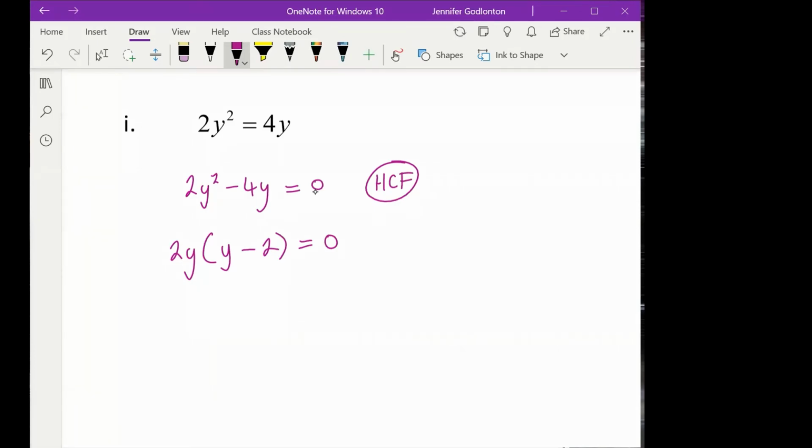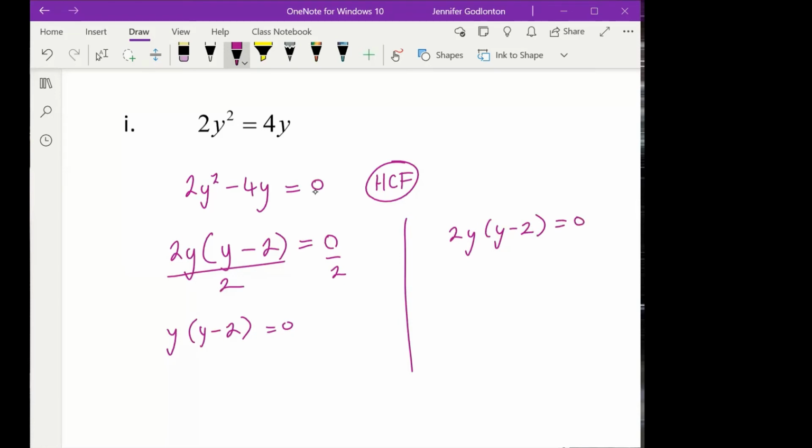So at this point here, you can do exactly as Oksa was saying, and you can divide this by 2 and divide that by 2. So you would get y is equal to 0, or y minus 2 is equal to 0. Totally fine to do it that way. Or when you get to this point over here, you can actually just say 2y is equal to 0 and y minus 2 is equal to 0, which means y is 0 and y is 2. So both of those are fine. Or you could actually just ignore that 2. So y would be 0 and y is 2. That was wonderful. Thank you.